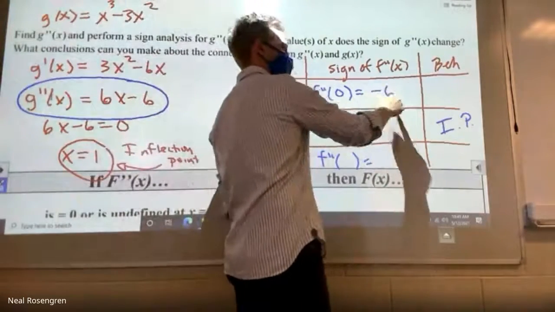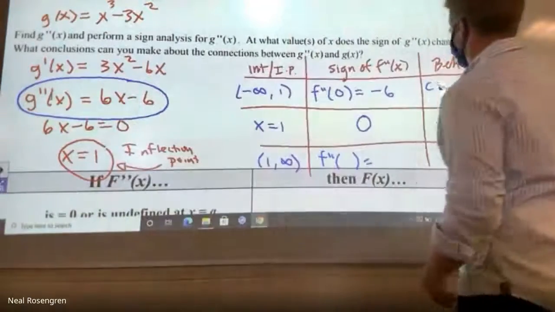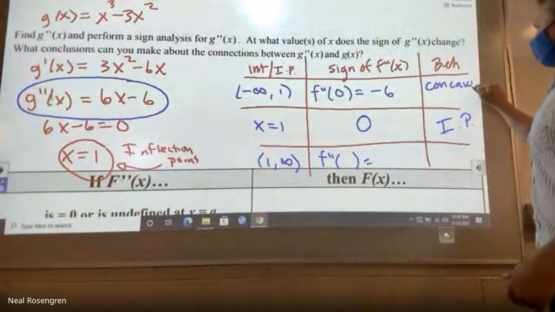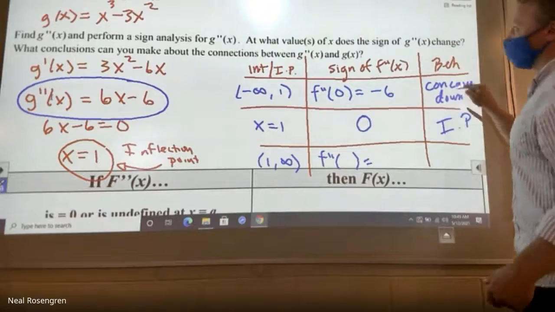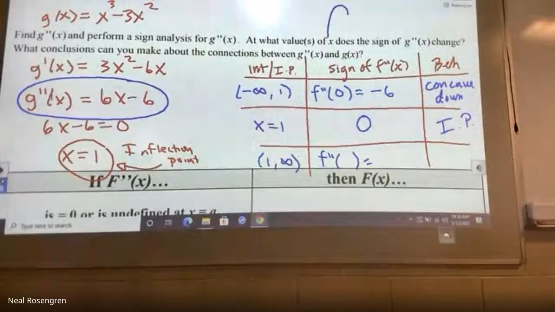Plug in 0, we get negative 6. So the sign is the only thing I care about. Again, it's negative. So what do you think we could say about the behavior of the function in that whole interval where the second derivative is negative? Concave down. And sections that are concave down look like this. Something like that.